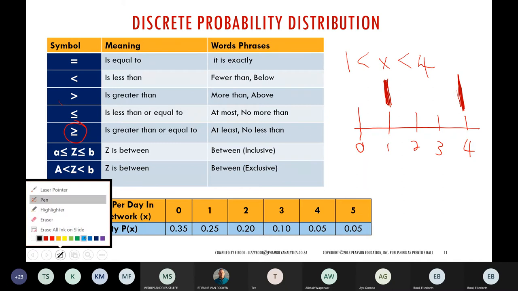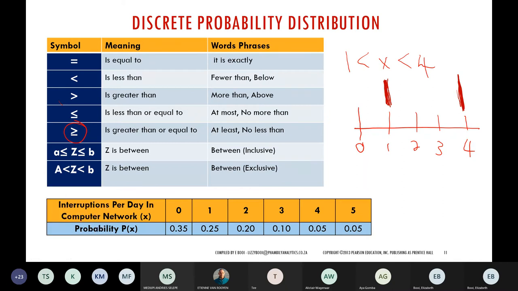So it says x is greater than 1. So it does not include 1. So it's any value greater than 1. So it will go there. It can also go up until 4 for this instance, for this one.